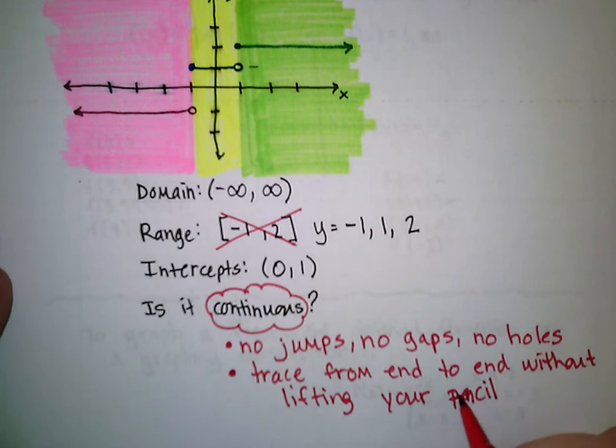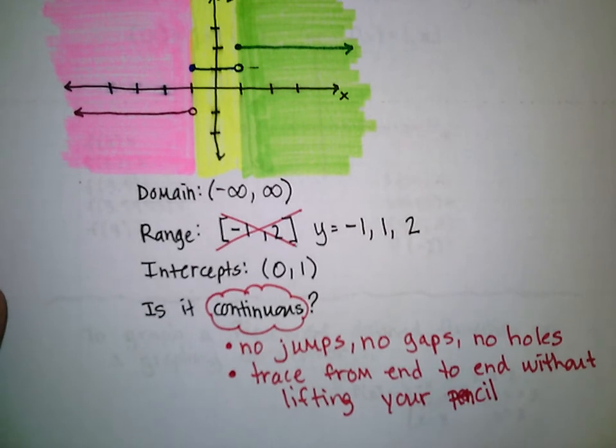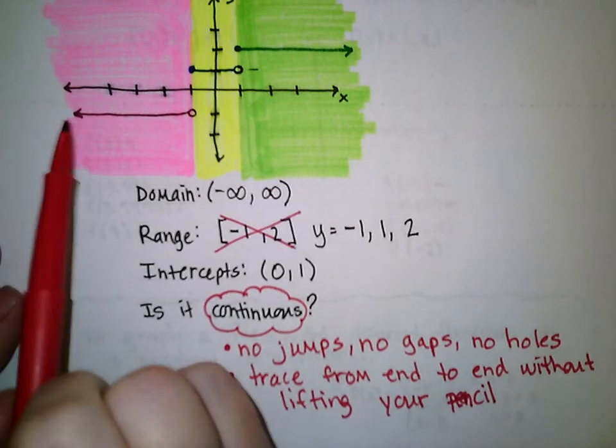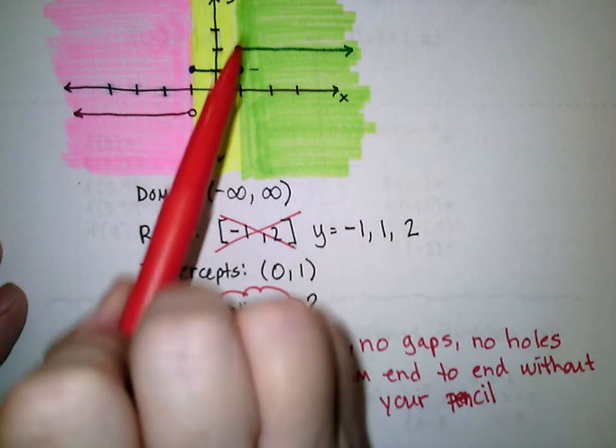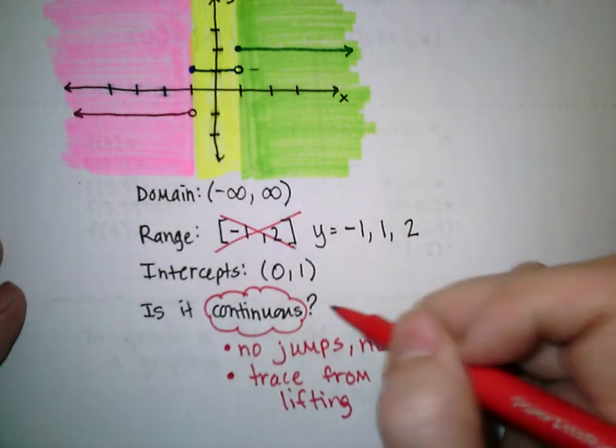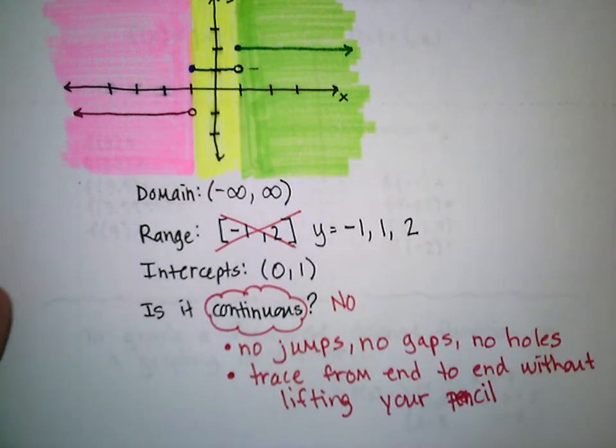Pencil. I can't spell pencil. We got it. Without lifting your pencil. So if I jump on at the left end and I get to here, I have to lift up my pencil to go to here. I have to lift it up again. So this function is not continuous.